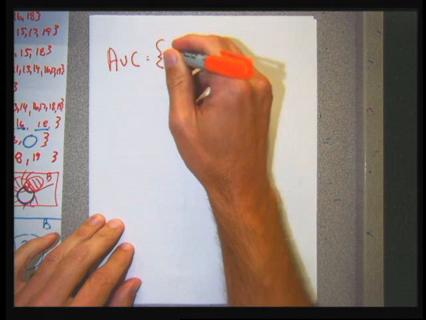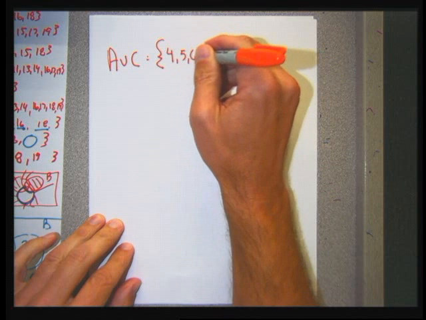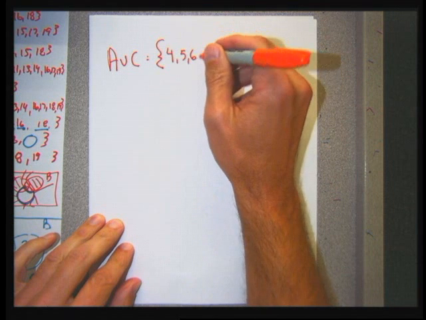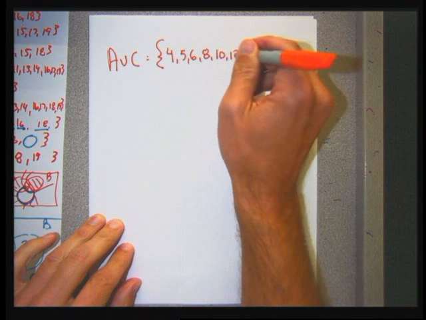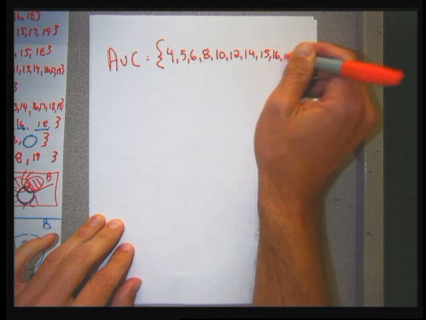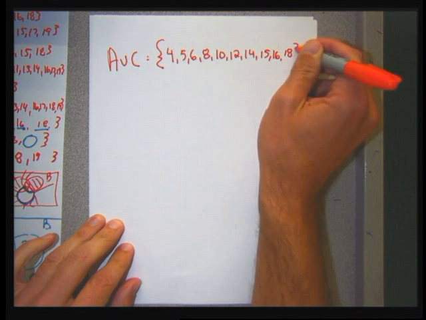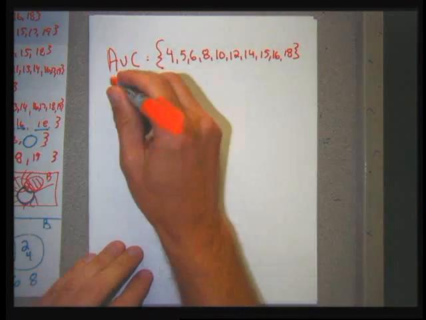So A union C, the first one of the 3 items I was trying to find, has 4, 5, 6, 8, 10, 12, 14, 15, 16, and 18. That's anything that's in the A circle or in the C circle or both.